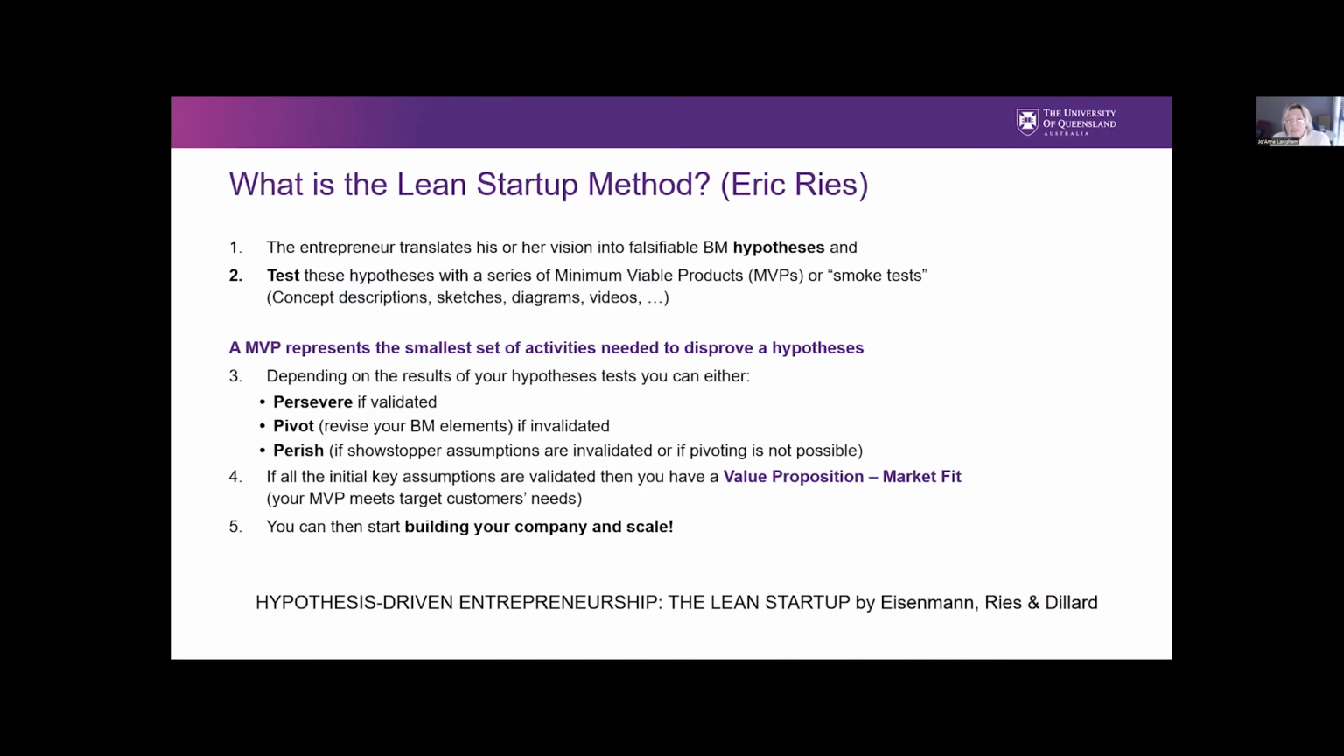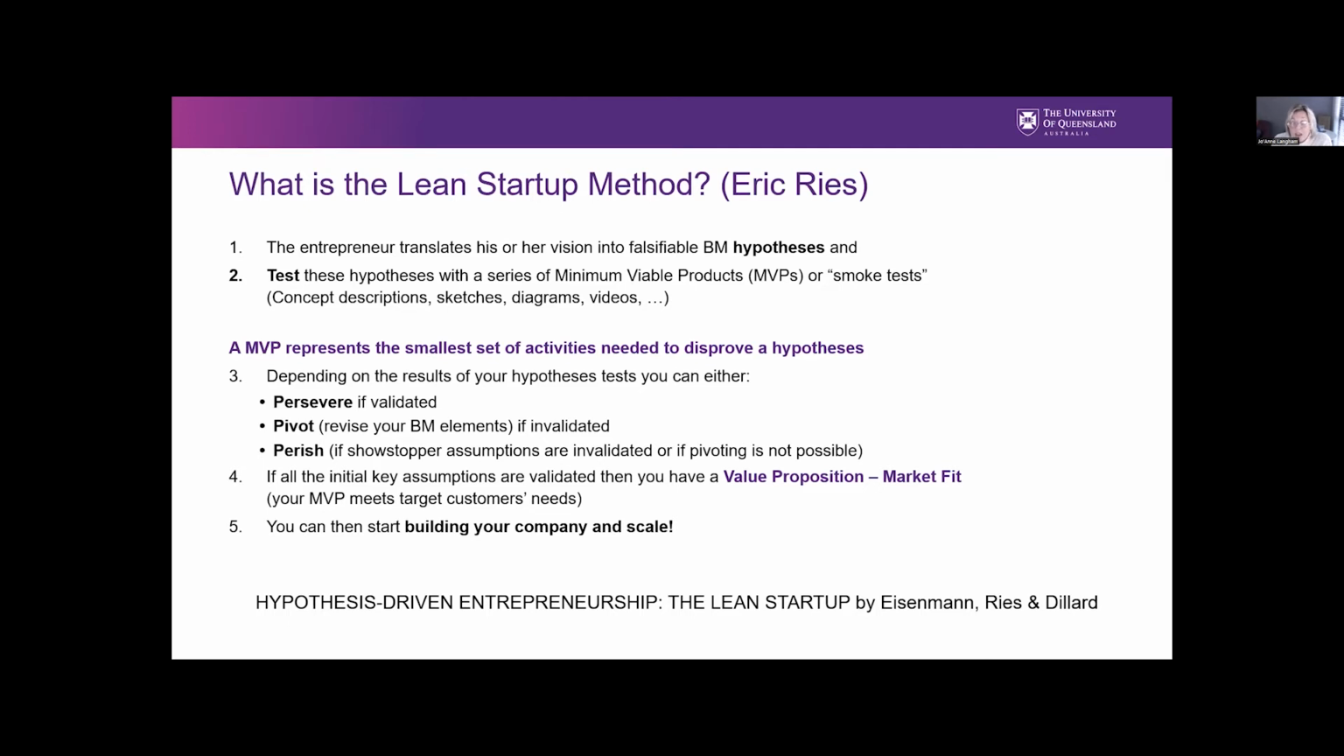So what is the Lean Startup method? The entrepreneur translates his or her vision into falsifiable business model hypotheses. So business model hypotheses, your assumptions, are turned into statements about what you believe to be possible. And then you test these hypotheses with a series of minimal viable products, or MVPs.